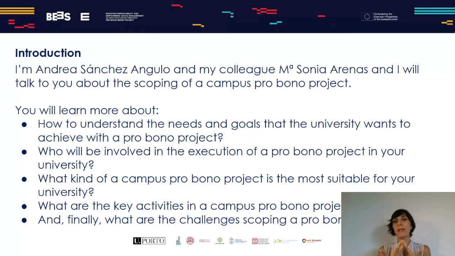So in this chapter, you are going to learn how to understand the needs and goals that the university wants to achieve with a campus pro bono project, who will be involved in the execution of this kind of projects in your university, what kind of campus pro bono project is the most suitable for your university, what are the key activities in a campus pro bono project, and finally, what are the challenges involved in a campus pro bono project.